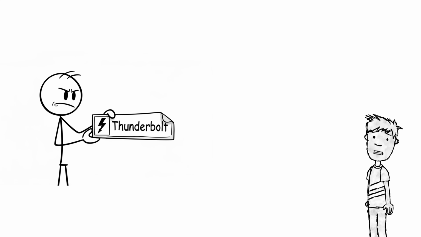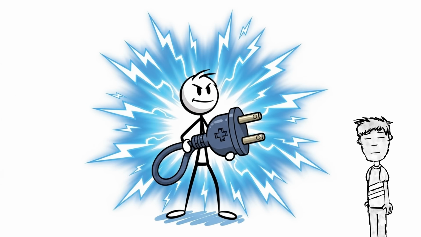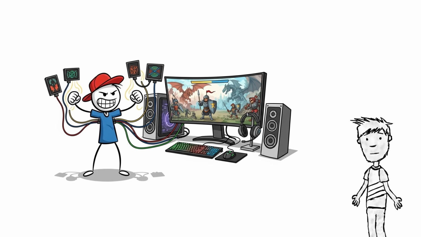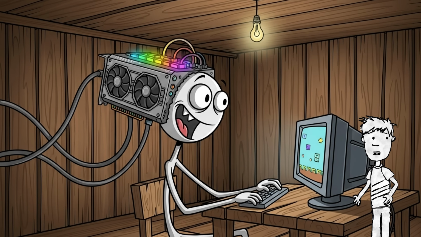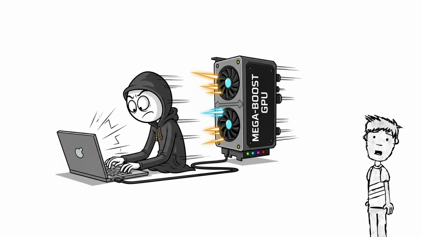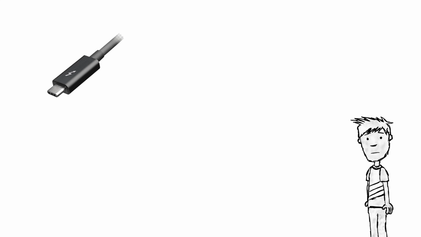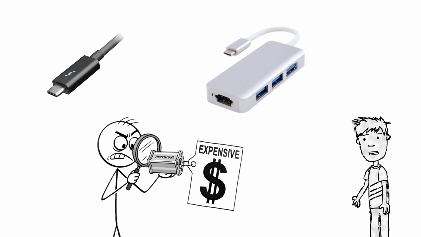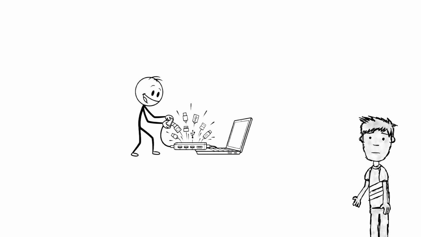Thunderbolt looks identical to USB-C, but it's a supercharged version. It's so fast and powerful you can use it to connect professional gear, like an external graphics card, to turn your laptop into a gaming powerhouse. Real Thunderbolt ports and hubs are expensive, so be wary of cheap ones making big promises.